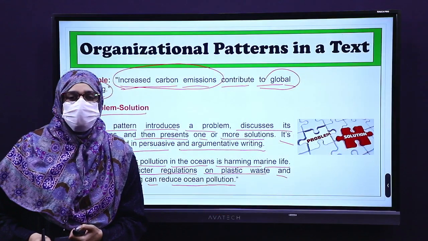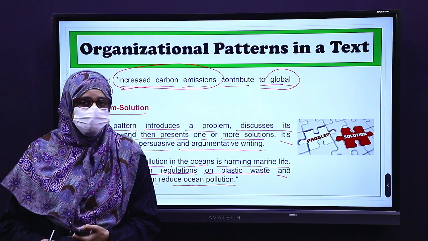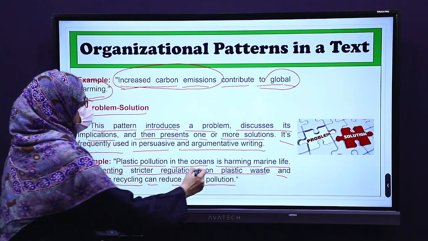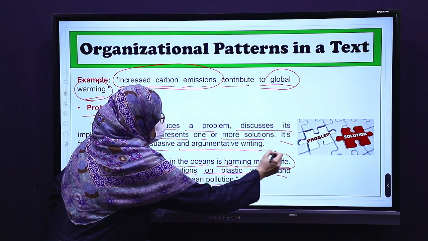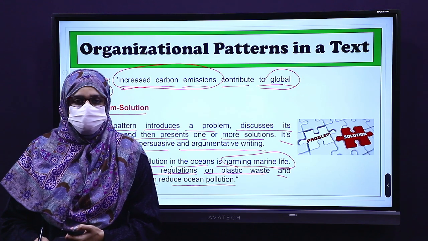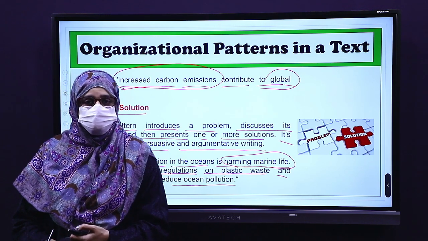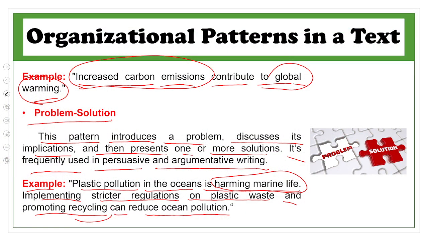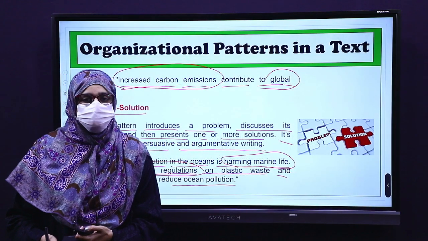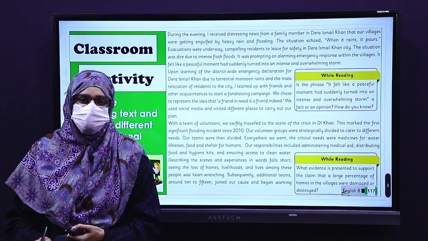So, in this particular example, first you can see the problem. What is the problem? The threat or the harming of marine life. First we have presented the problem, and then after that we have provided the solution. What is the solution? Recycling and implementing stricter regulations. So this is also another way to organize information in a particular text.